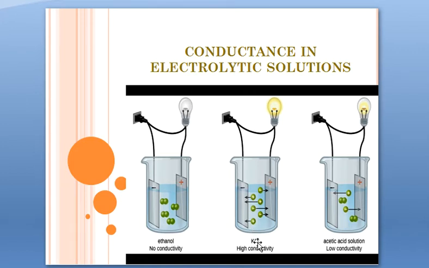In the second one we have taken KCl, which is an electrolyte and it is a strong electrolyte. In the third one we have taken an electrolyte, acetic acid, but it is a weak electrolyte. Thus we have high conductivity in the second one, we have low conductivity in the third one. You can see by the brightness of bulbs, this is a little dim, this is the brightest of the three, and this is not at all lit because the substance present is a non-electrolyte.